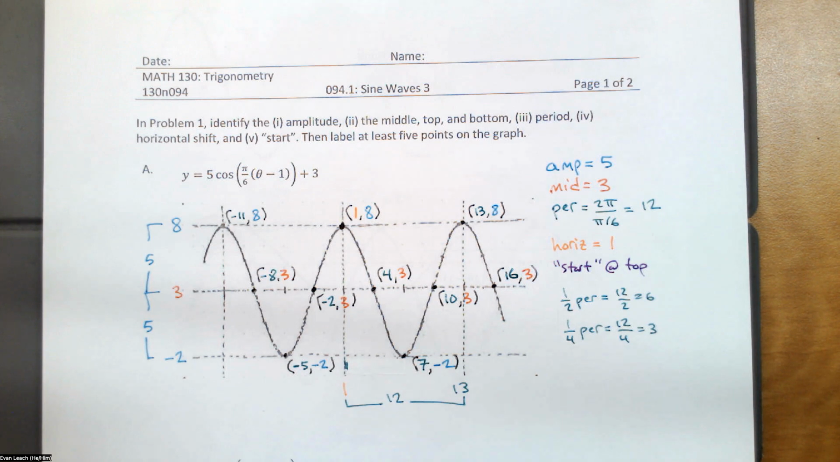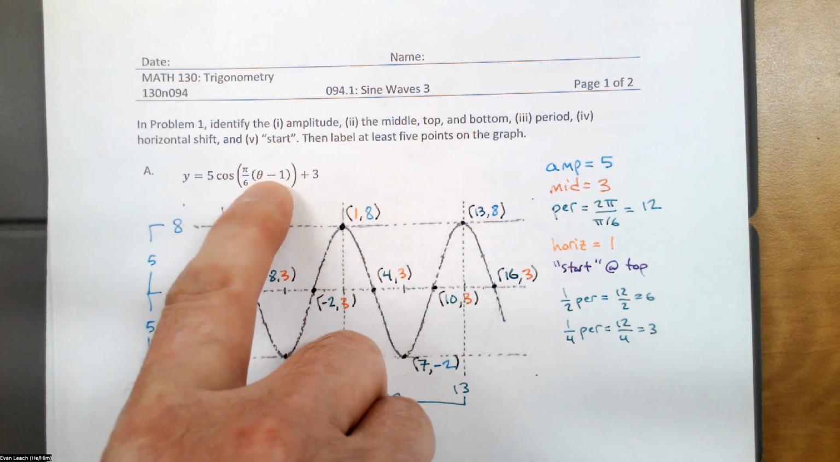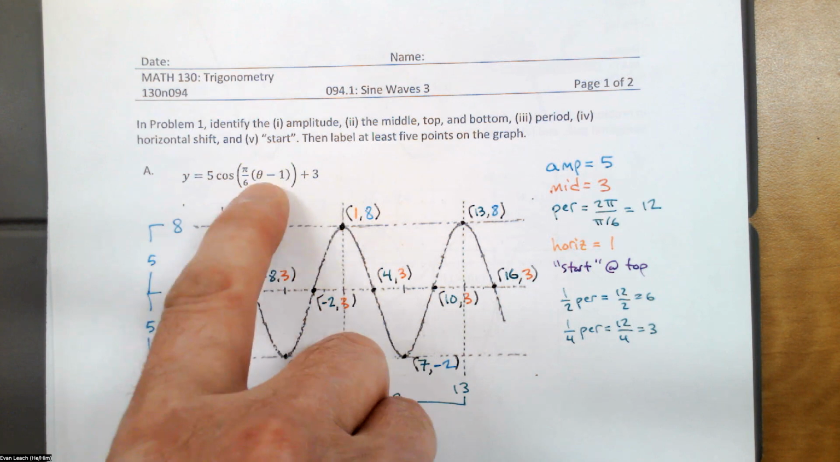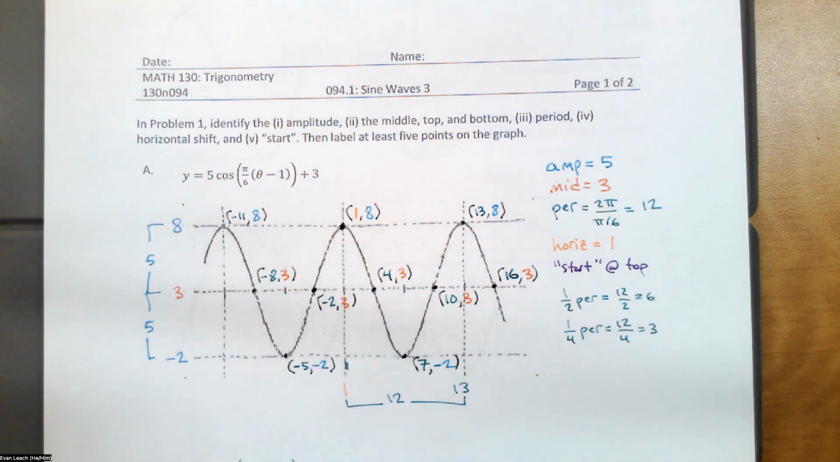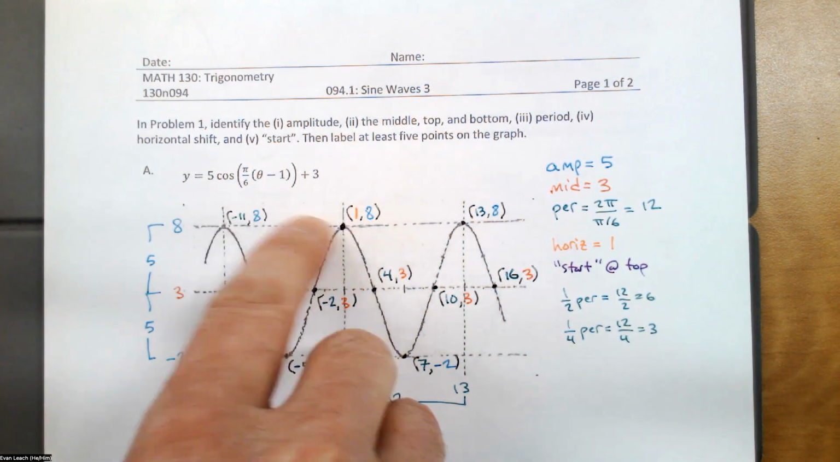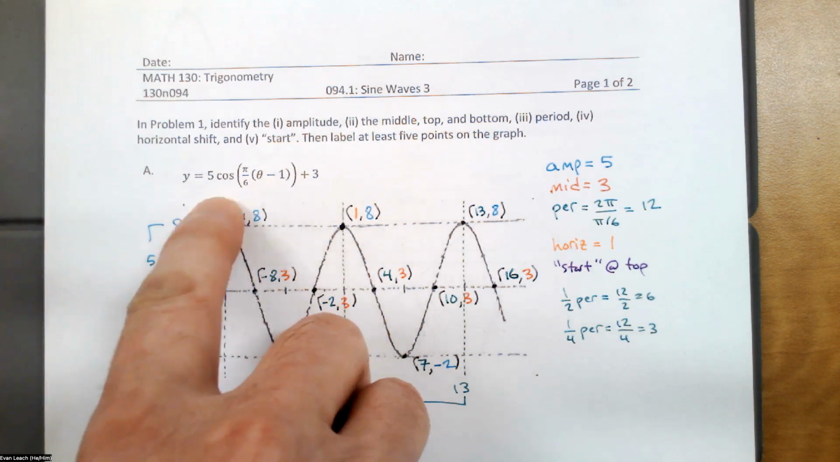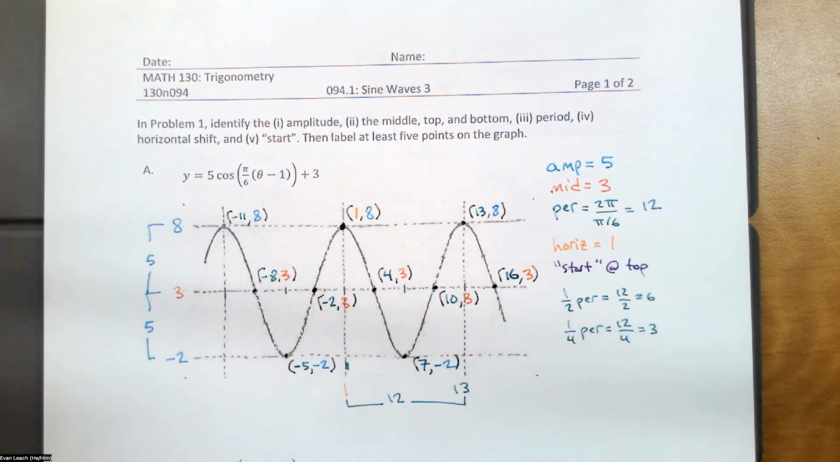1 is the horizontal shift. We're thinking about what will make this theta minus 1 be 0, what will make 0 times pi over 6 be 0. Cosine of 0. What is going to give us that cosine of 0 to start at the top? We have to have theta equal 1 to make that 0 times whatever the b is. Cosine of 0 is top.